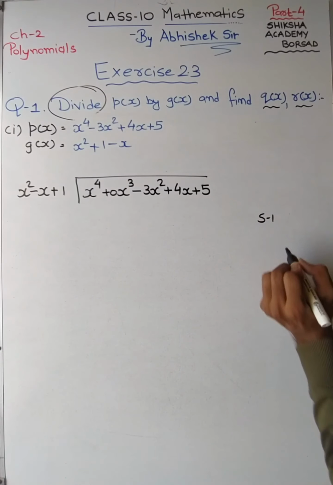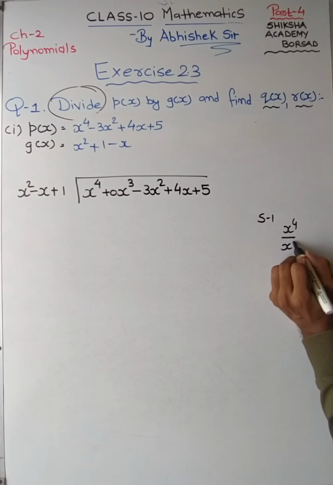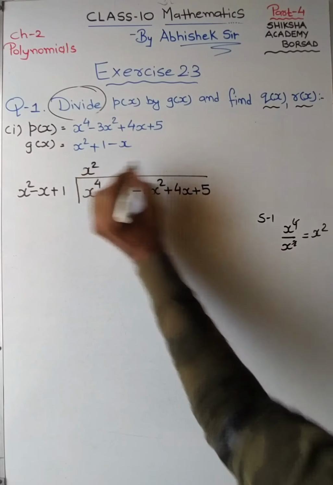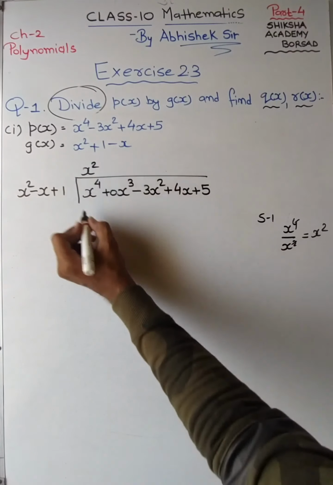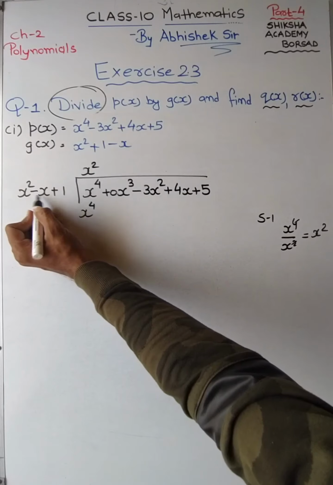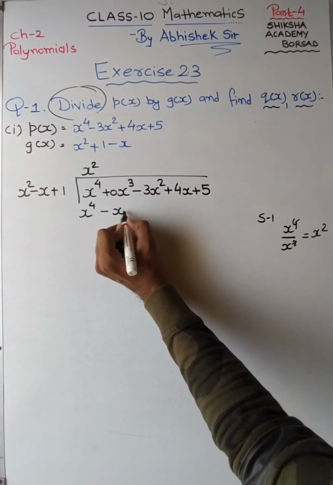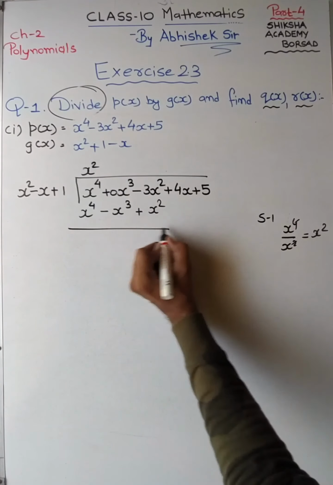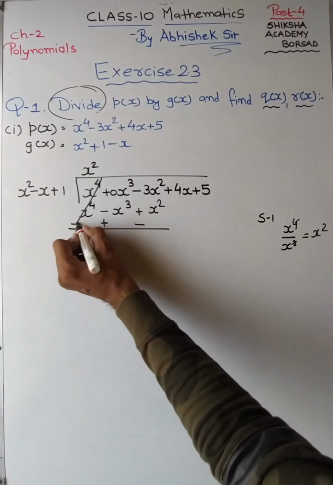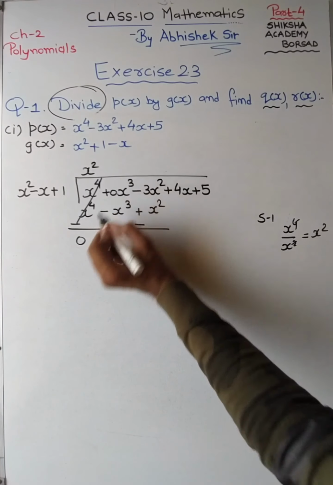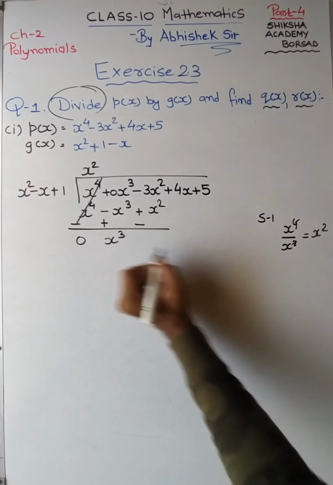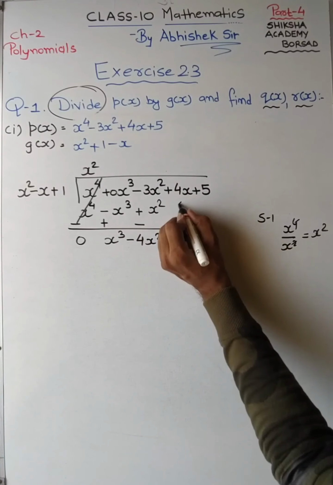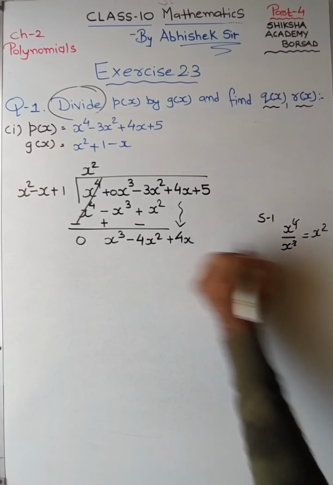Starting with step 1. x raised to 4 upon x square will give x raised to 2. So first we will multiply with x square. x square into x square, you get x raised to 4. Minus x into x square will give you minus x cube. Plus 1 into x square will give you plus 1x square. Leave some space, change all the signs, cancel wherever possible. 0x cube plus x cube will give plus x cube. Minus 3x square minus x square, that is minus 4x square. Repeat the next term, that is 4x.